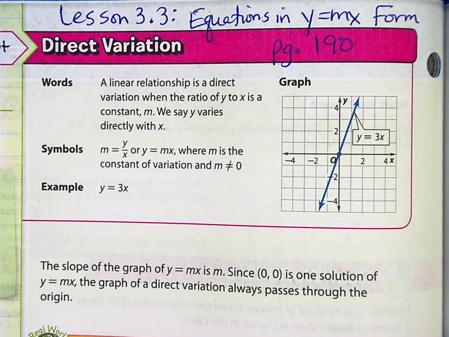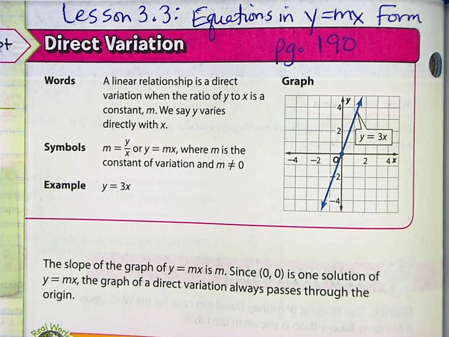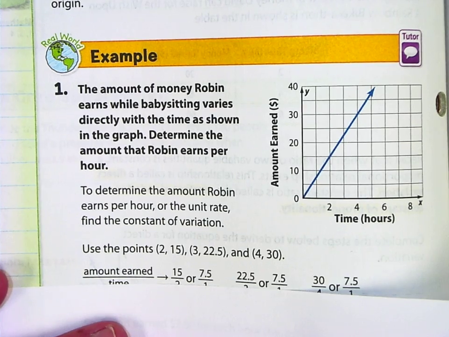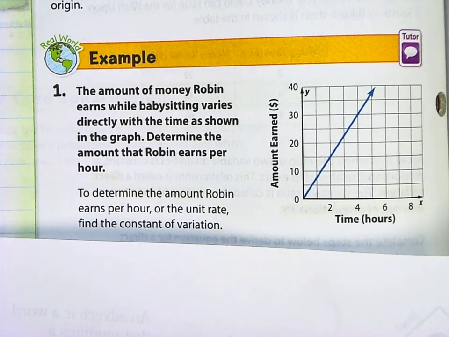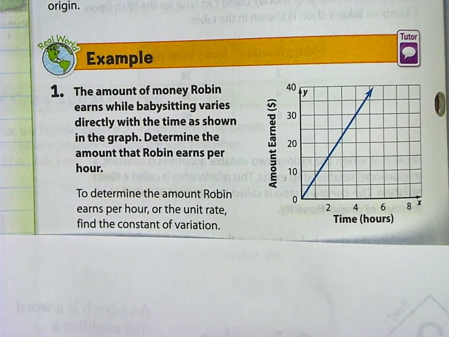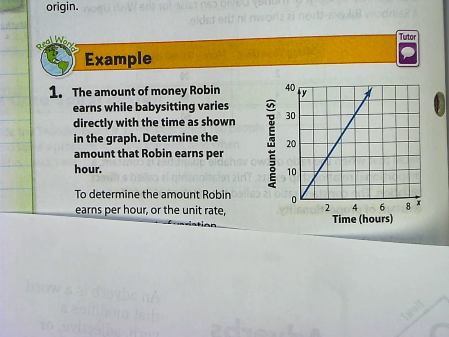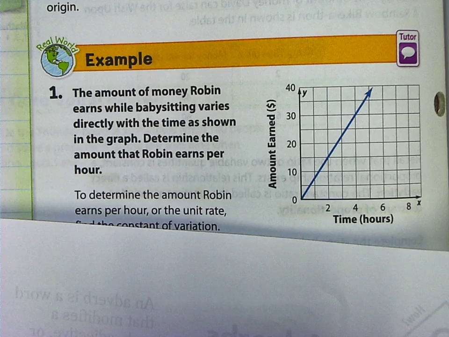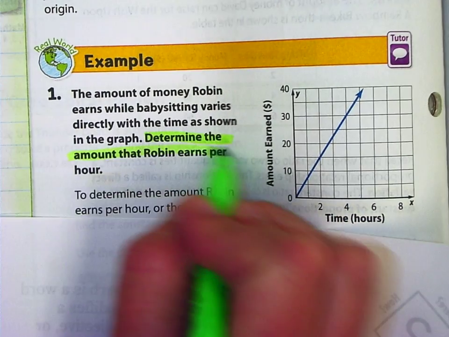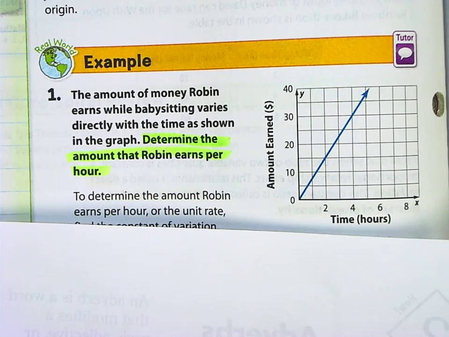Okay, so let's take a look at example number 1, which is right here. It says the amount of money Robin earns while babysitting varies directly with the time as shown in the graph. Determine the amount that Robin earns per hour. So this is asking, how much money does Robin earn per hour? For 1 hour, how much money does she make?